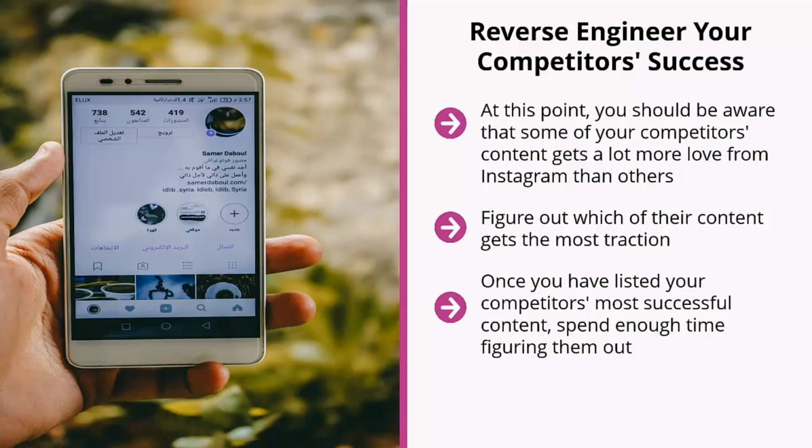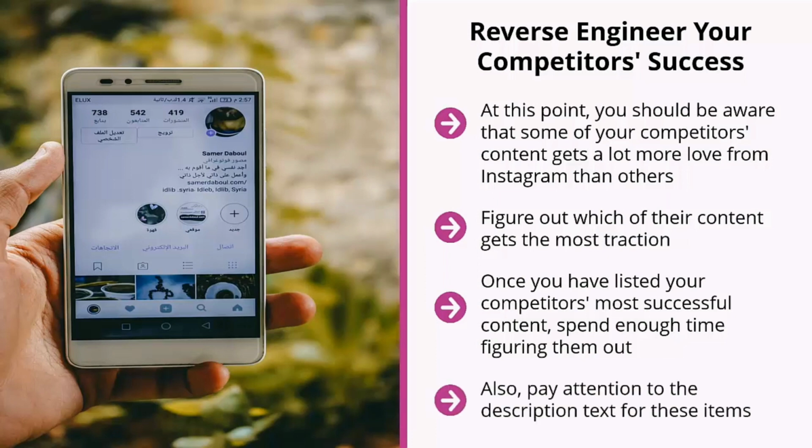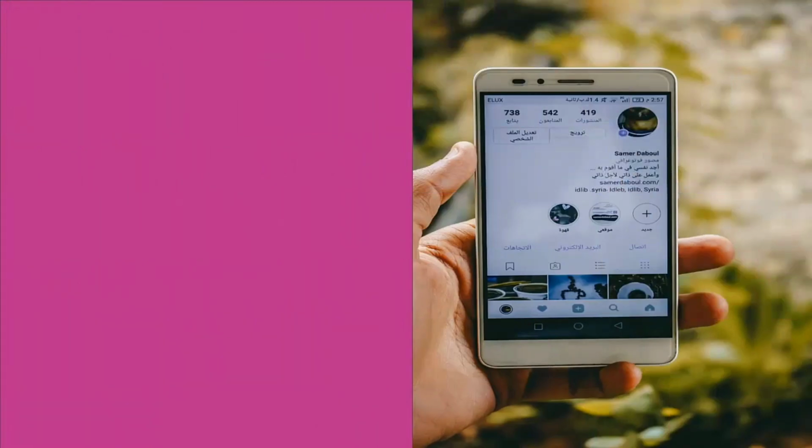What should you look for? Pay attention to the hashtags they use. Take note of the kinds of pictures or videos that are most popular. Also, pay attention to the description text for these items. Do you see any similarities? Can you connect the dots? Is there some bigger pattern emerging?